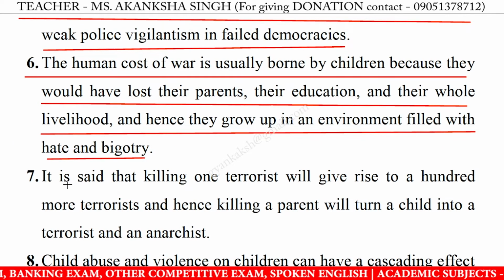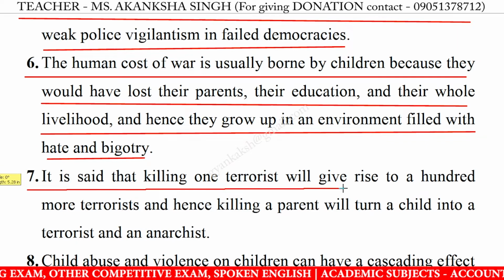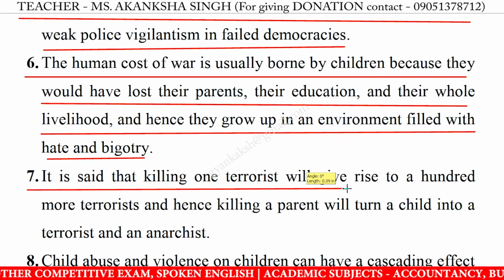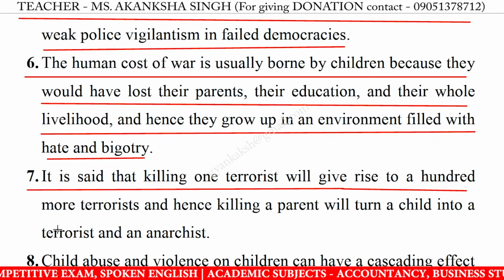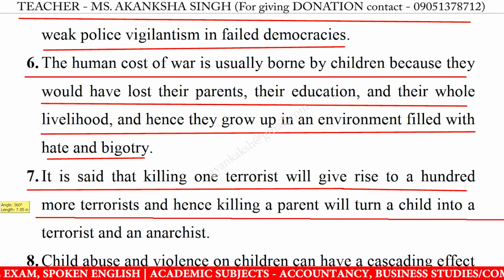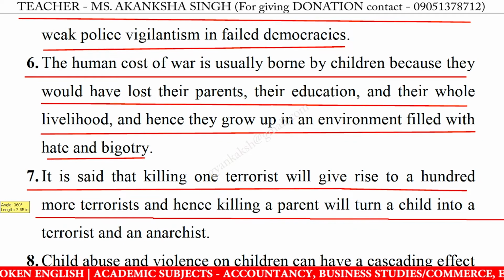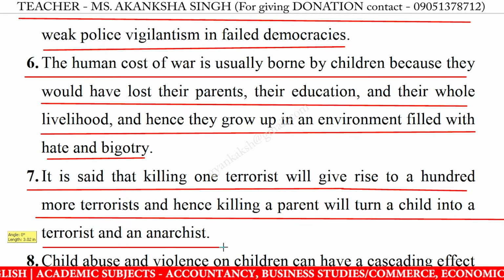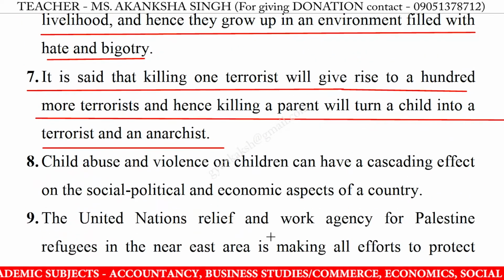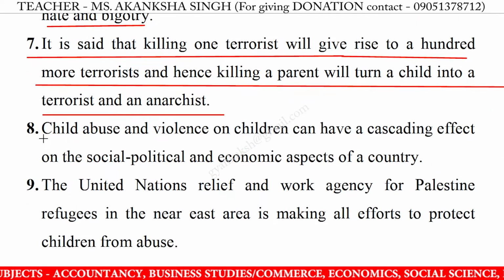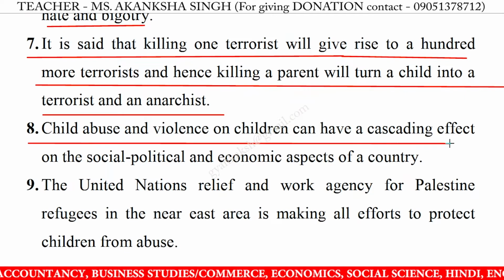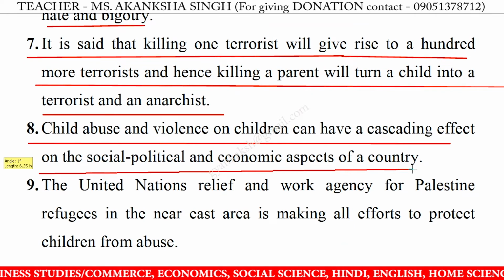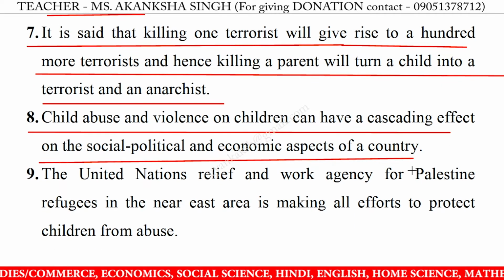Number 7. It is said that killing one terrorist will give rise to 100 more terrorists, and hence killing a parent will turn a child into a terrorist and then an anarchist. Number 8. Child abuse and violence on children can have a cascading effect on the social, political, and economic aspects of a country.